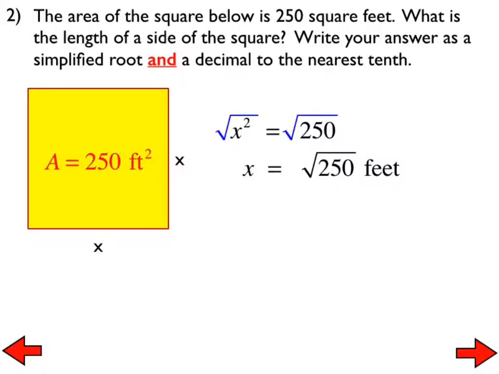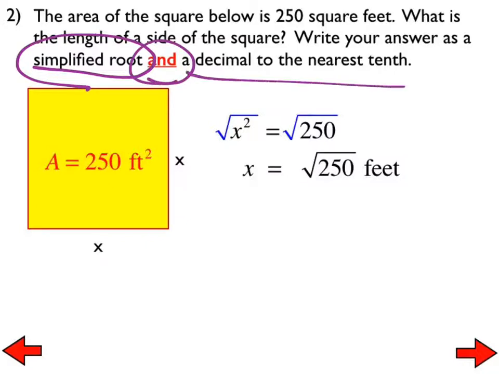But two things need to happen at this point. We need to simplify that square root. Why? Because we're asked to do that. And then we're also asked to write it as a decimal to the nearest tenth. So basically, within this one problem, we're applying what we've learned in the last two lessons. So I'm going to give you a couple of minutes to simplify that square root and then also to approximate it to the nearest tenth.